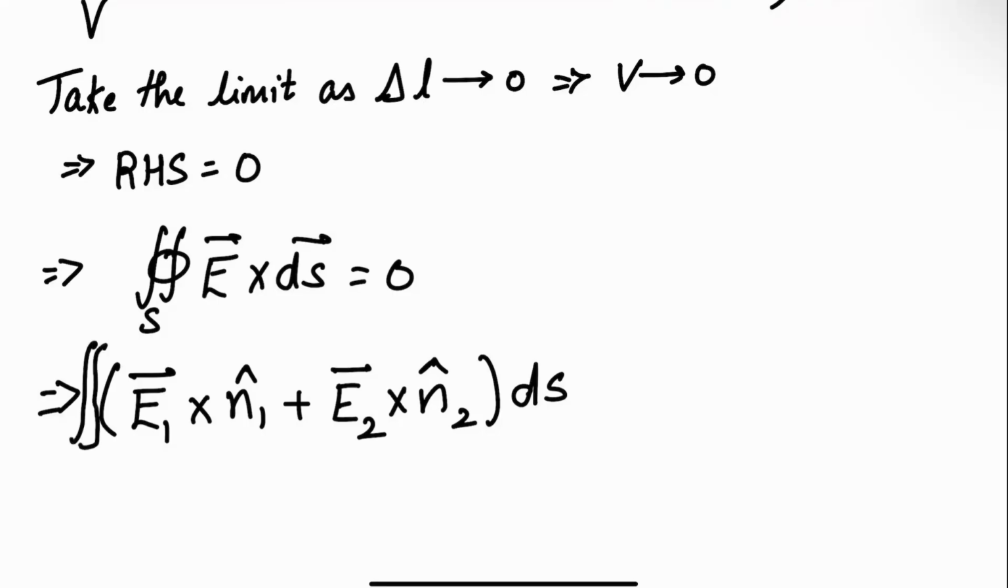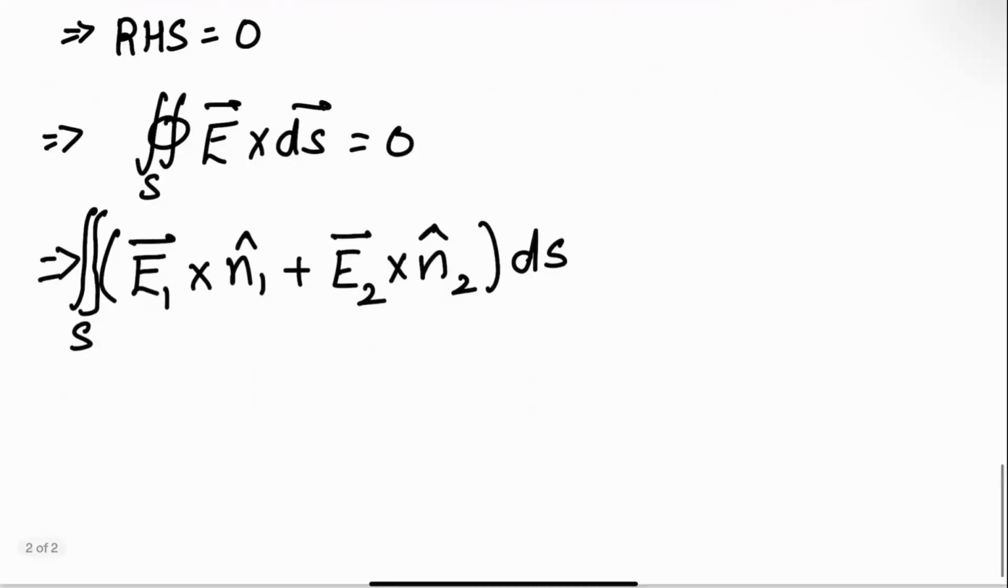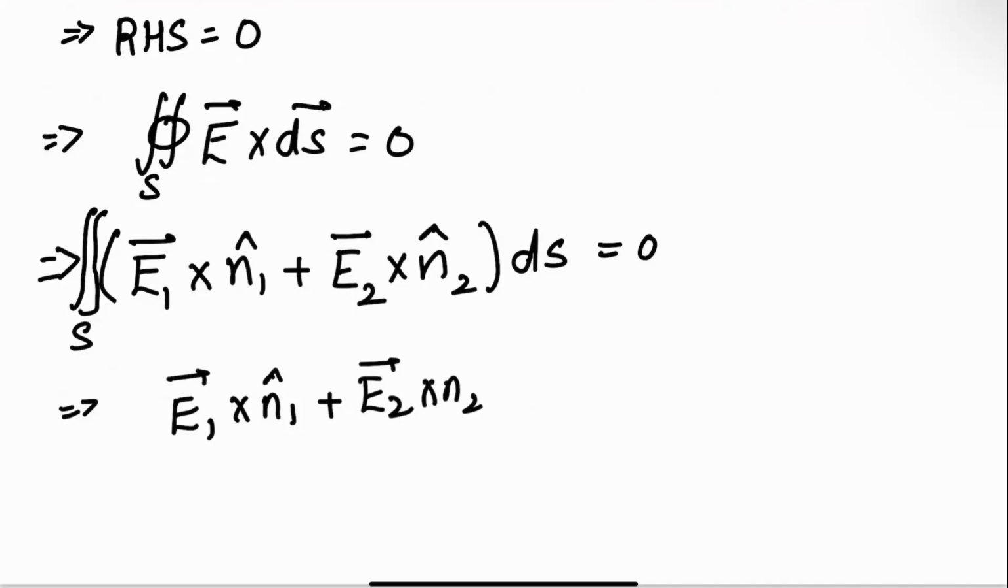And we have a surface integral over the two surfaces basically. Right? And since these surfaces are arbitrary and the entire integral goes to zero for any surface, it must be true at every point. And because of that, we can say that E1 cross n1 hat plus E2 cross n2 hat is equal to zero.